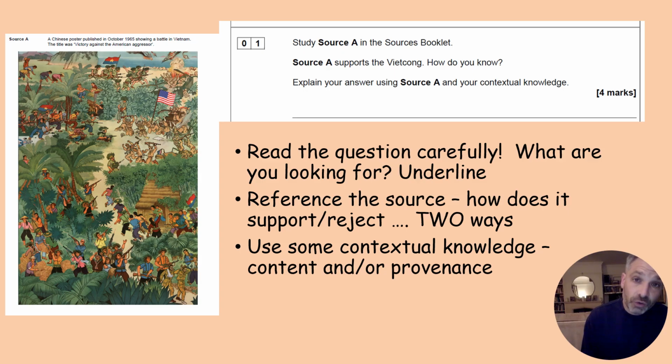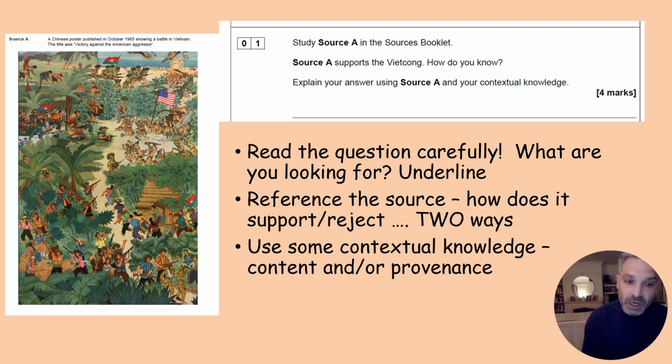You can also refer to the provenance. So this is a Chinese poster, and you could use some knowledge to explain the fact that the Chinese supported the Viet Cong by supplying them with weapons. So you can use your contextual knowledge for the content or the provenance or both, but remember this is only a 4-marker. It would be tempting to write lots and lots and lots, but a couple of bits of knowledge, that's fine.